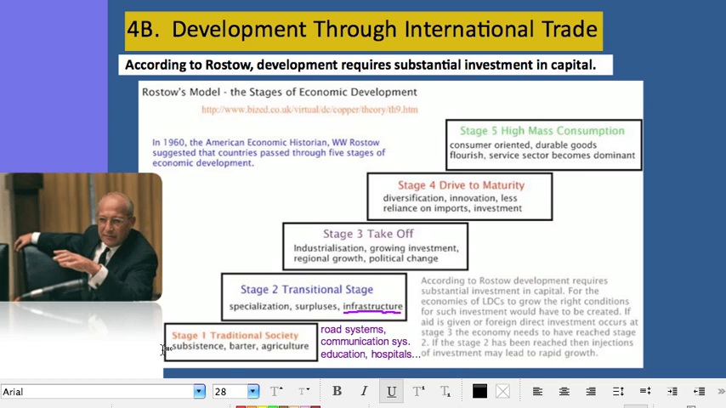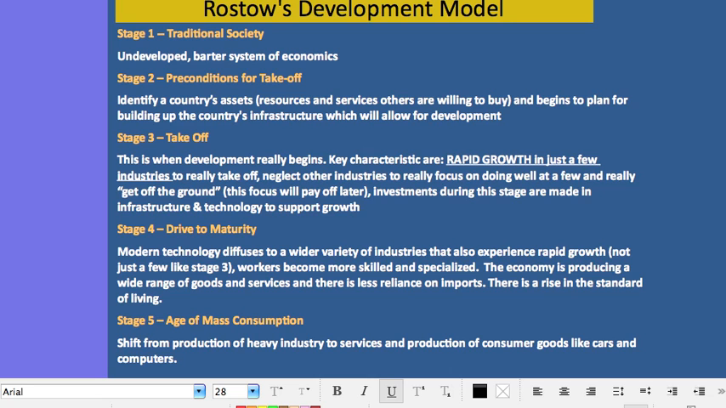So Rostow would say that countries move through these different stages in succession from stage 1 through stage 5. And here is another look at those stages. And I'll just move on.